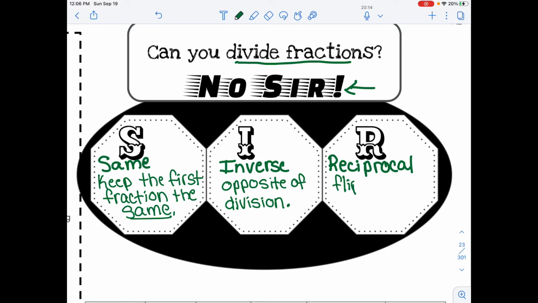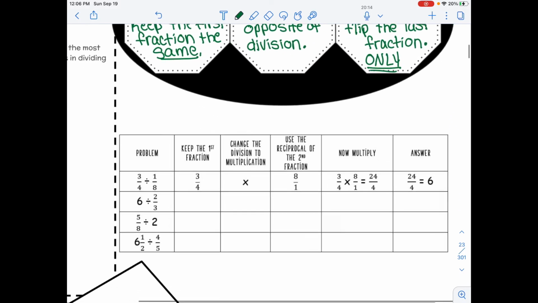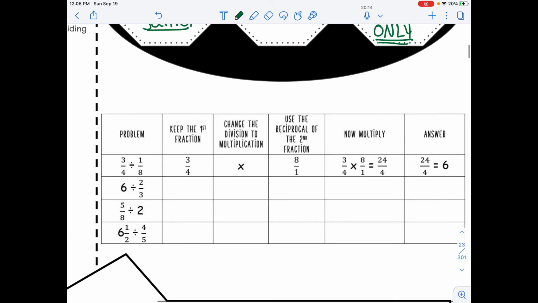So you're going to flip the last fraction in your operation. Now, we only flip the last fraction, because remember, the first one stays the same. Okay, so let's go down here in our chart and practice a few problems.